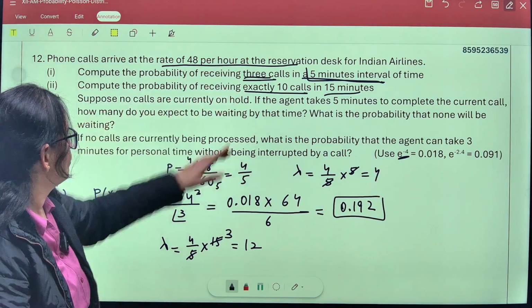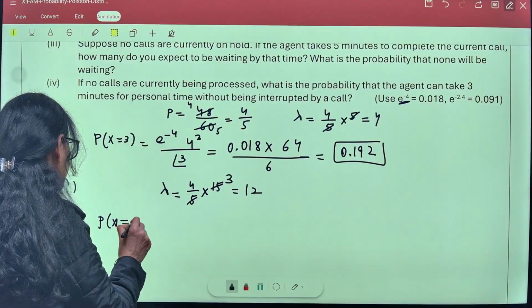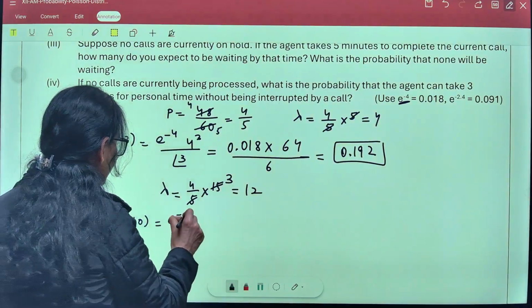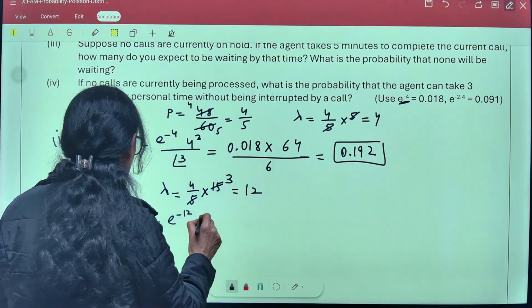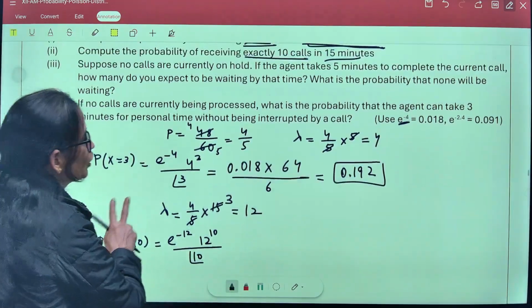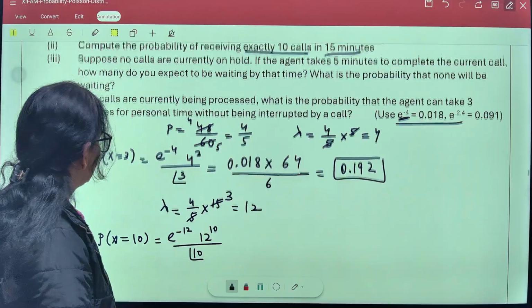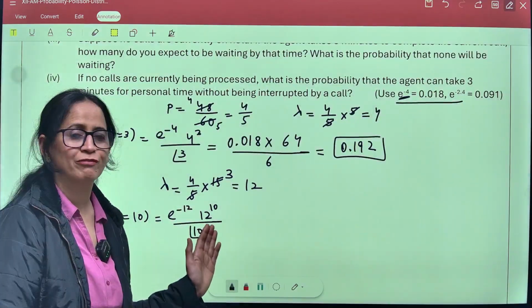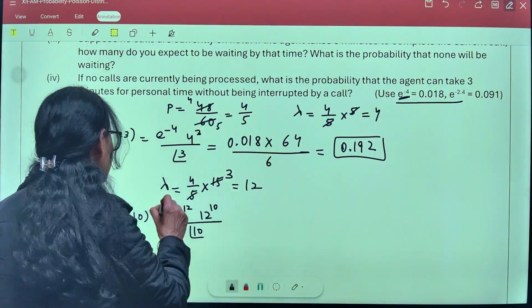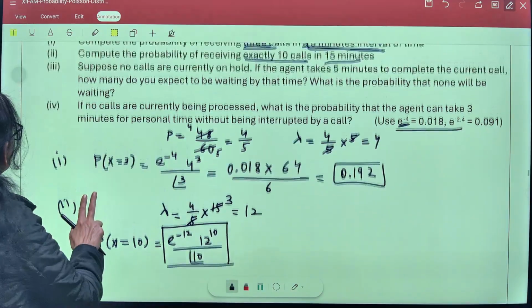You need to find the probability of exactly 10 calls. So that means probability of x being equal to 10. So e raised to power minus 12 and 12 to the power 10 upon 10 factorial. Now in this question you are not given the value of e raised to power minus 12. So it's okay, you can leave it in this form. Otherwise also it's very difficult to find 12 to the power 10 or maybe 10 factorial. So just leave it in this form. You are not even given the value. So it's okay.